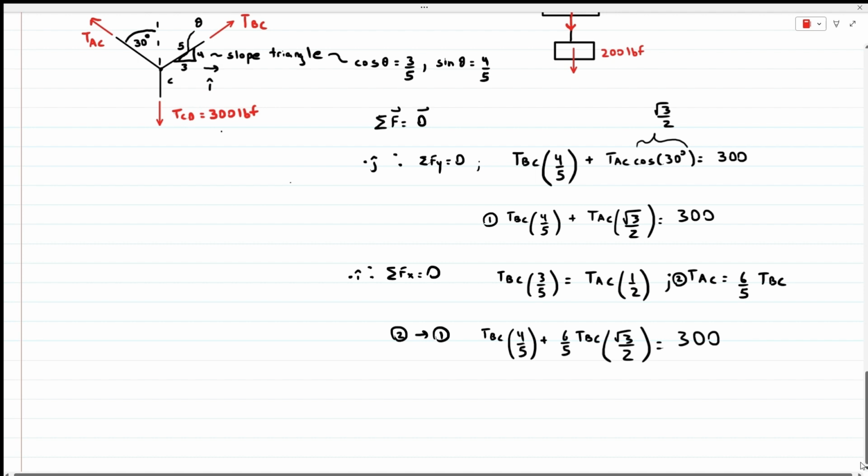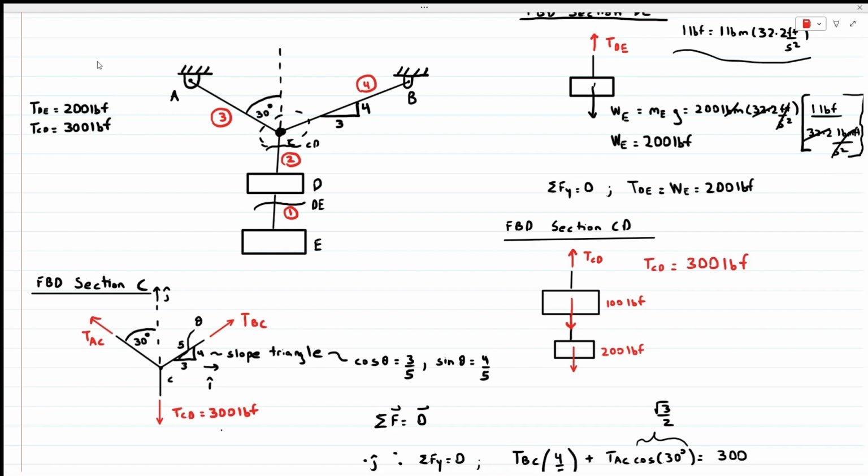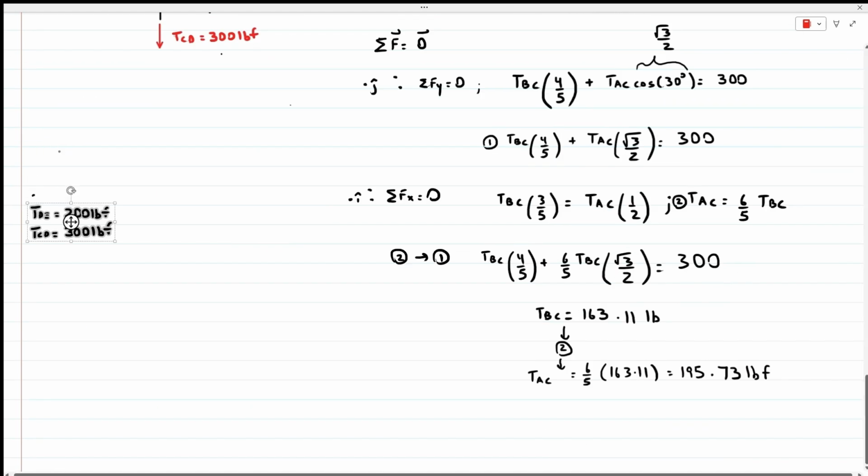Let's isolate the tension BC and get the answer, which is the tension in cable BC is equal to 163.11 pounds. We could plug that into our second equation shown above, and we'll get that the tension in cable AC is 195 pounds. Let's summarize the solution here by rewriting all the tensions in the cable. Here's our final answer.